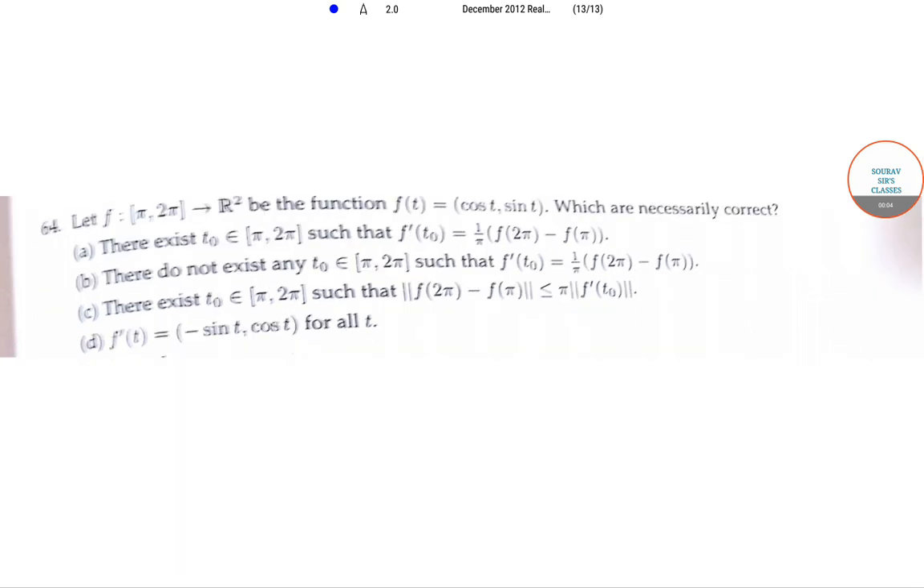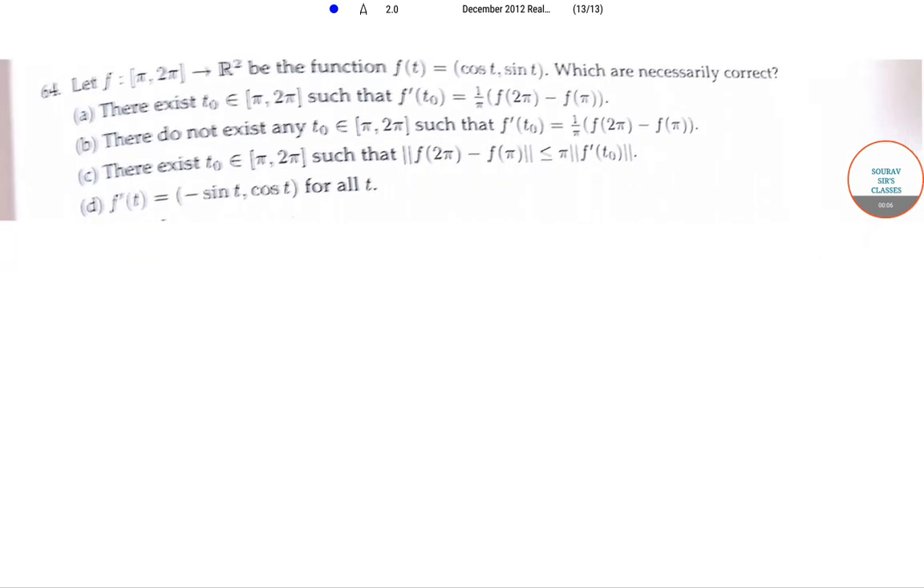Today we are going to solve a few questions on real analysis. The question is, let f be the function from [π, 2π] to R² where f(t) is equal to (cos t, sin t). Then which are necessarily correct? Option A: there exists t₀ belonging to (π, 2π) such that f'(t₀) is equal to 1/π times (f(2π) − f(π)).